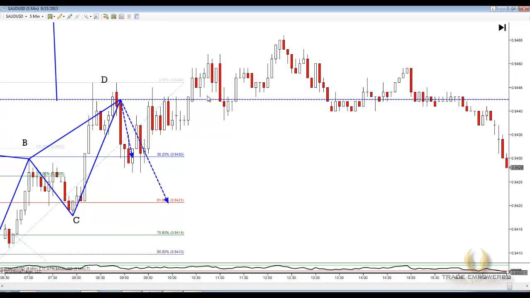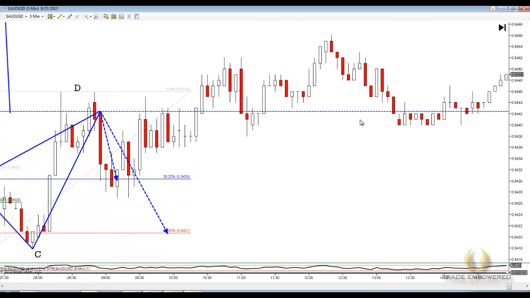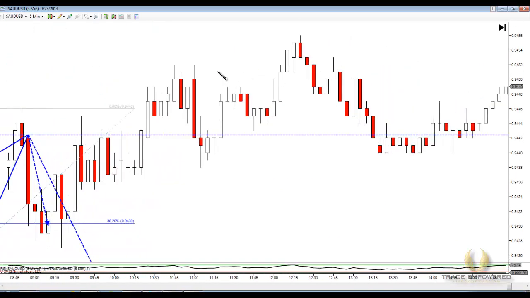Let's see if we can scroll through and find one more. Is this going to be one in here? We may have a small one in here. Let's take a look at our impulse leg right here, X to A. We can see our A to B. Let's bring in a Fibonacci retracement and see if we get a 786 hit on that. Looks like it just hits the 786.